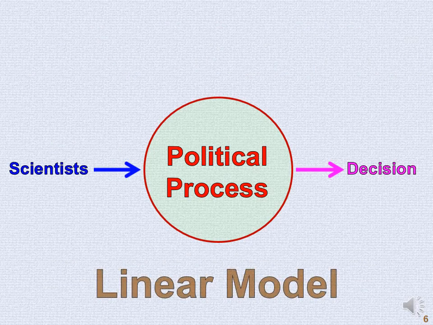Well, here's how the linear model works. The idea is that you have scientists on the left here produce information or technical specifications or whatever the issue is. It goes through this black box, or in this case a red circle, the political process, where it's chewed around and so forth. People look at the data, look at the results, and they come up with a decision. And very simple. Scientists produce information, the political process evaluates the information, makes a decision, and kicks it out.